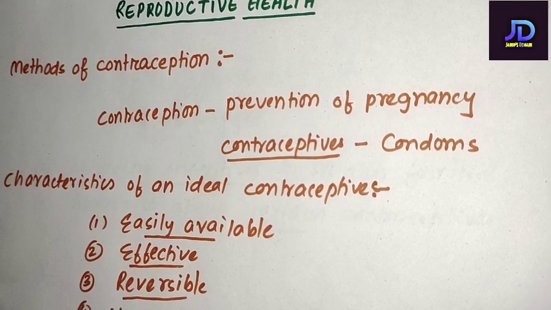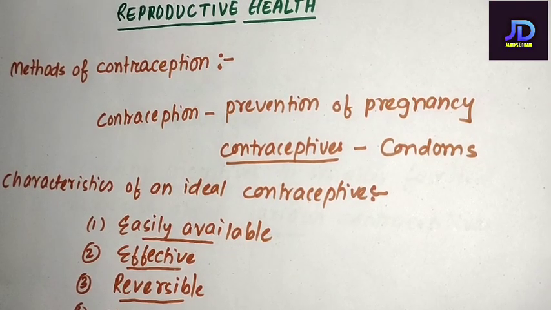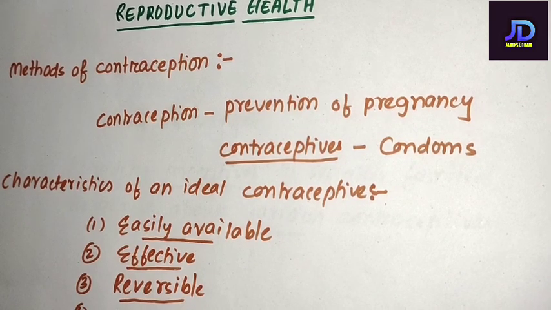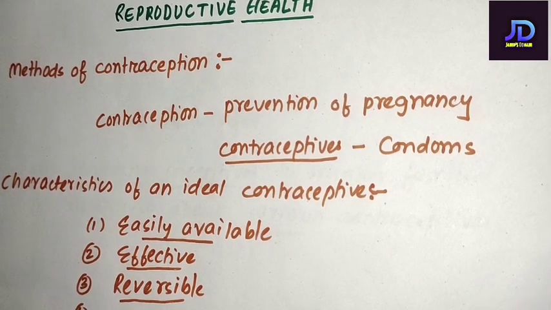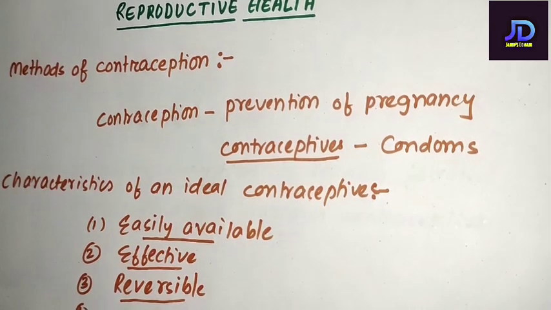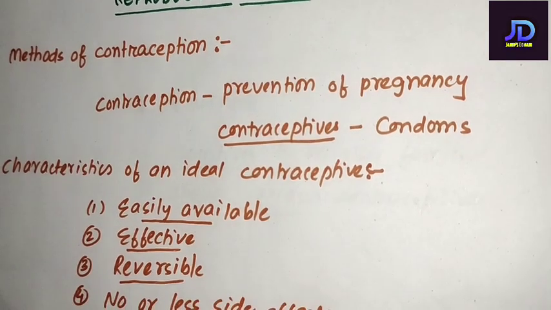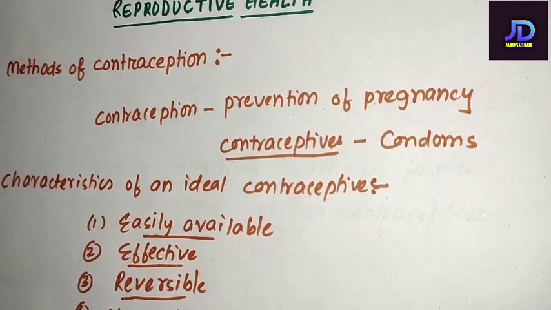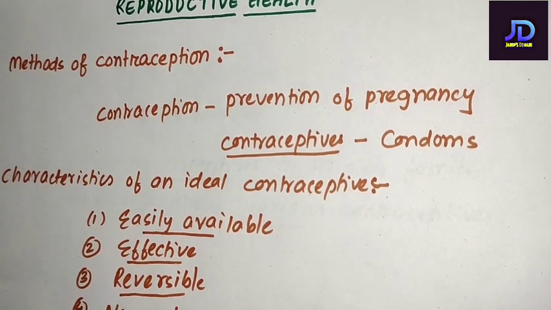Now, today we have learned about the various methods of contraception and their types. We have already discussed three types, three methods of contraception. A few other types are there. In the next video, we will discuss the rest of the methods of contraception.